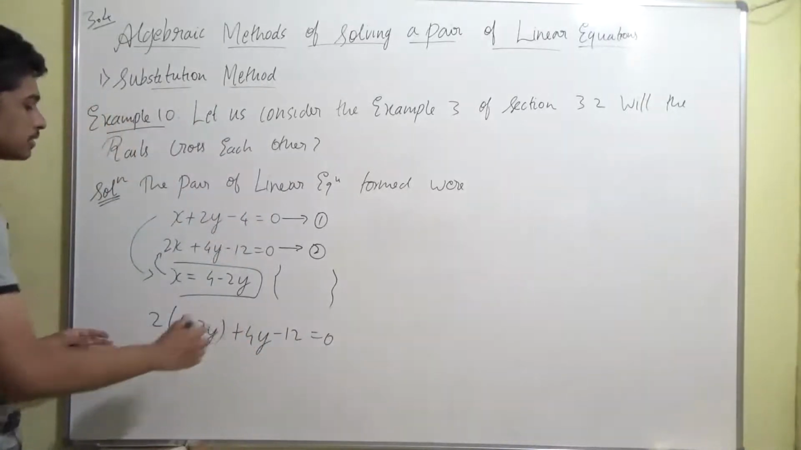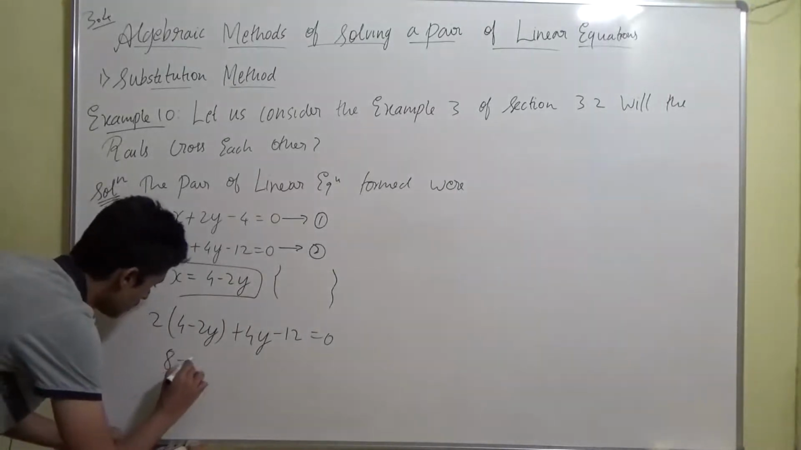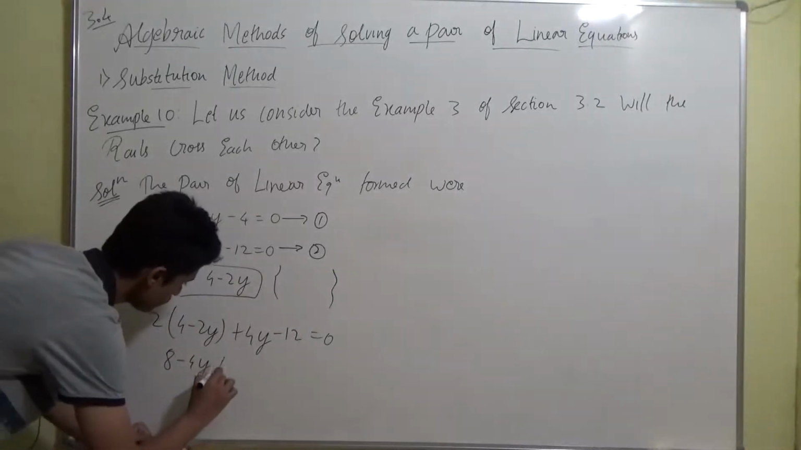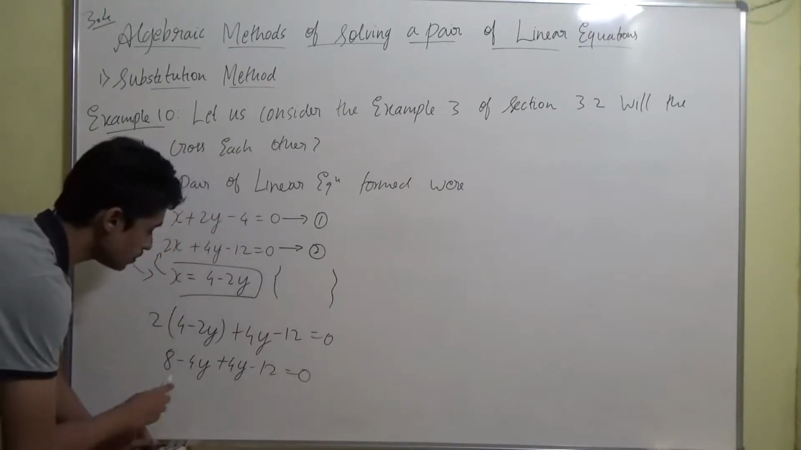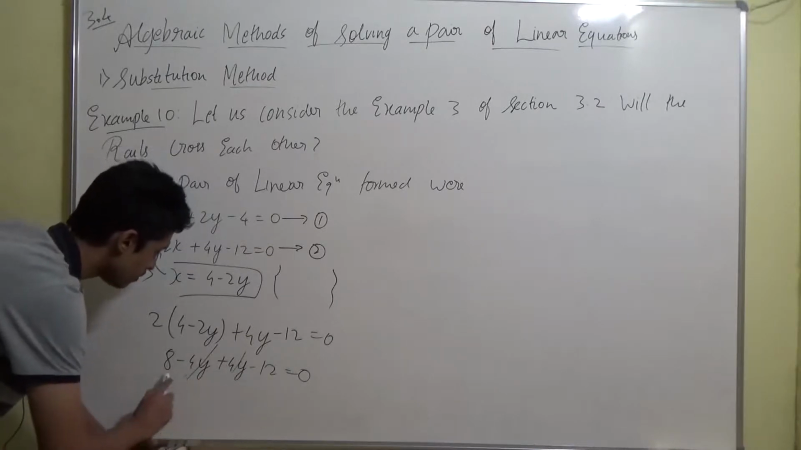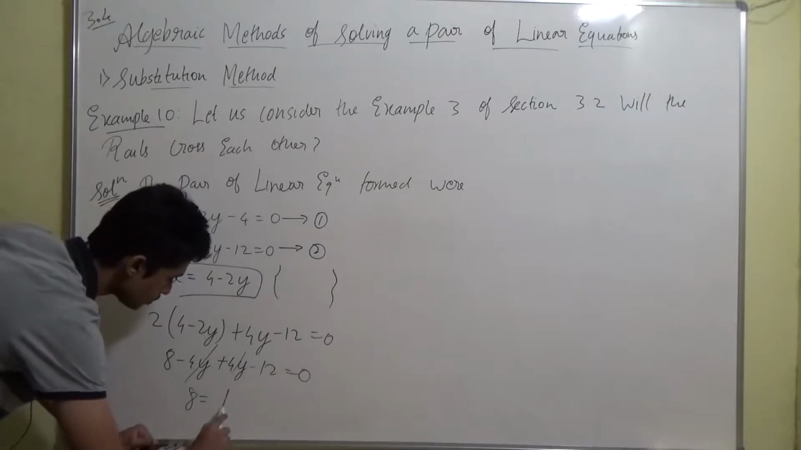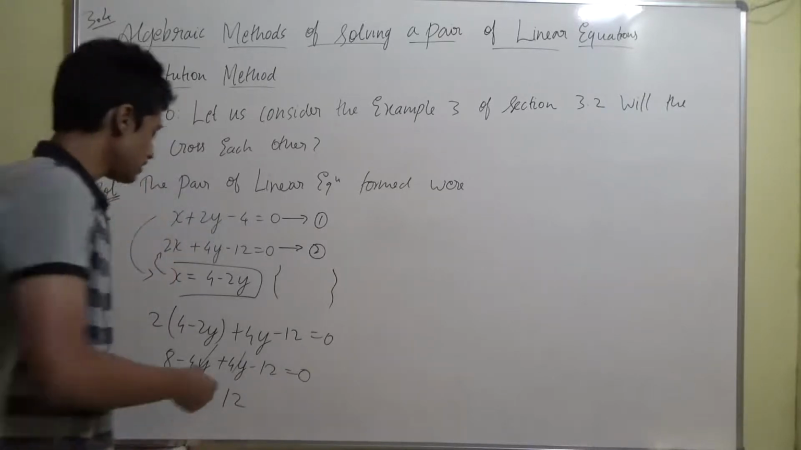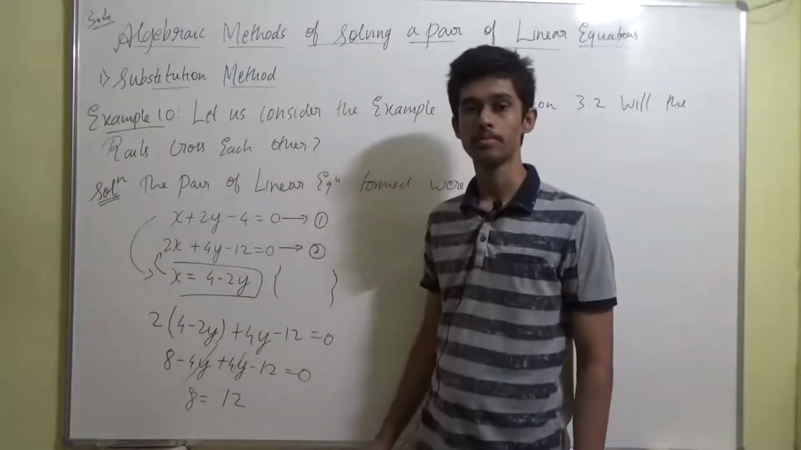Now let's open these brackets. It will become 8 minus 4y plus 4y minus 12 equal to 0. Now if you see, minus 4y and plus 4y get cancelled, and here it will become 8 equal to, if you take minus 12 to the other side, it becomes 12. How is this possible, guys? 8 equal to 12 is coming at last. It's not possible at all, right?